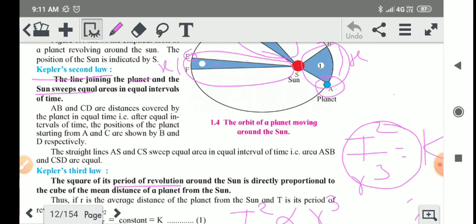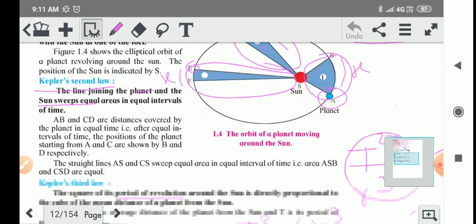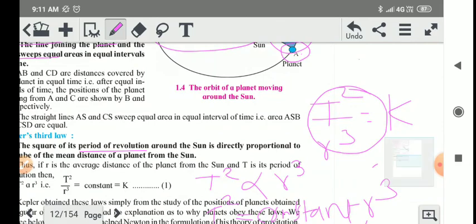The period we can write in symbol as T. So T squared is directly proportional to r cubed. These are the three Kepler laws. There will be questions like: state Kepler's first law, state Kepler's second law, state Kepler's third law. So we have to remember these statements for the three laws.